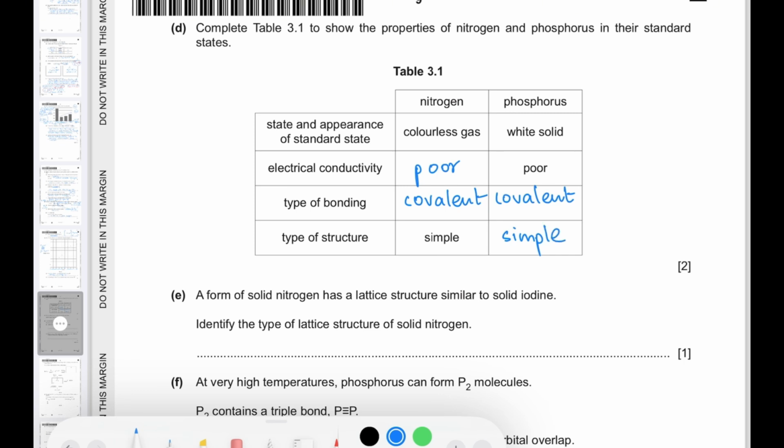E, a form of solid nitrogen, has a lattice structure similar to solid iodine. Identify the type of lattice structure of solid nitrogen. That's simple molecular structure. All covalent compounds have a simple molecular structure except for those that we learn to have giant molecular structures, like silica and diamond.